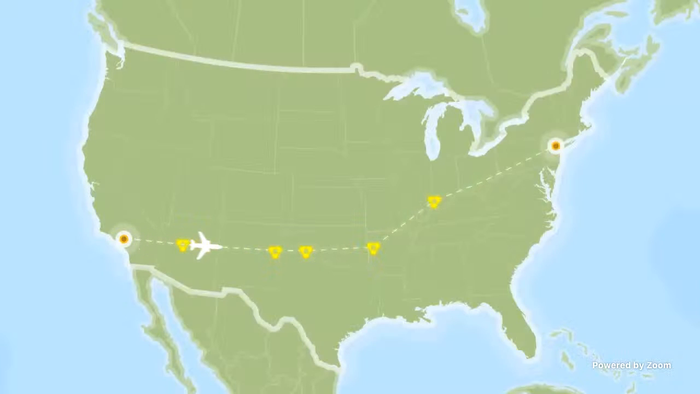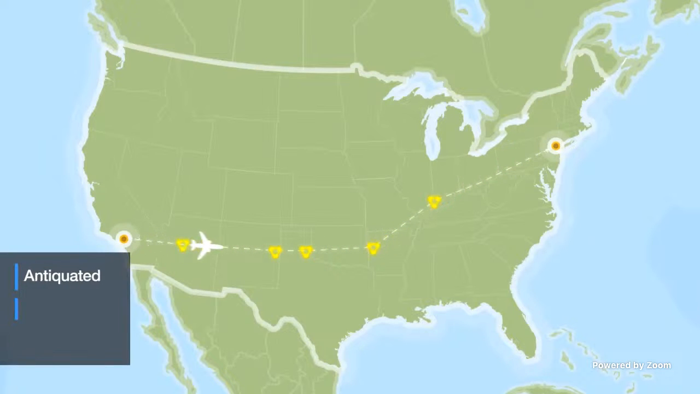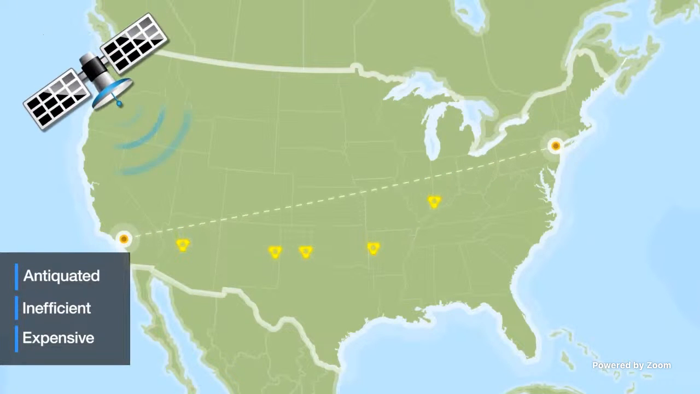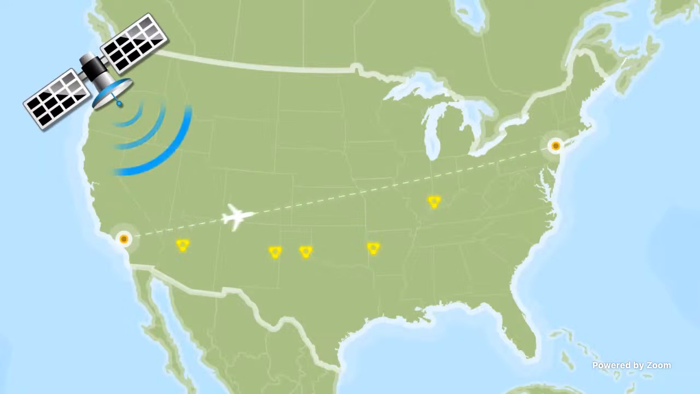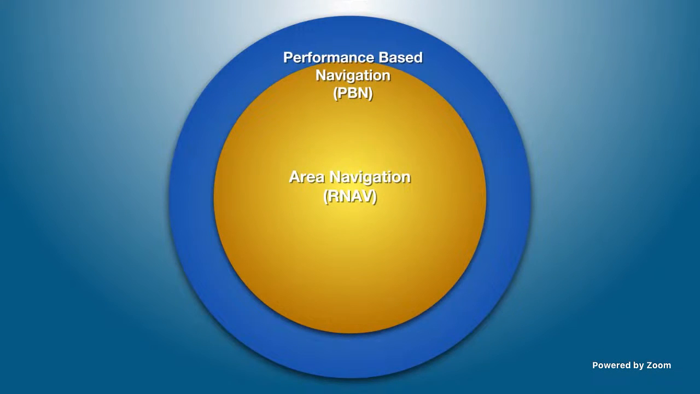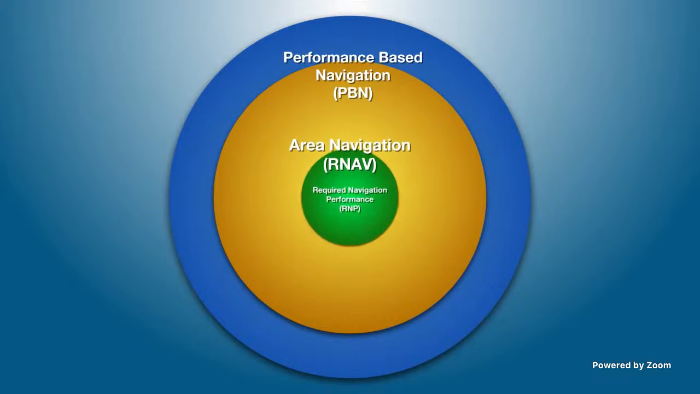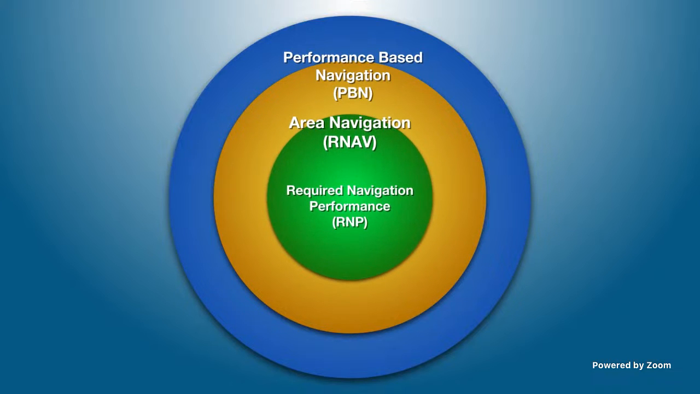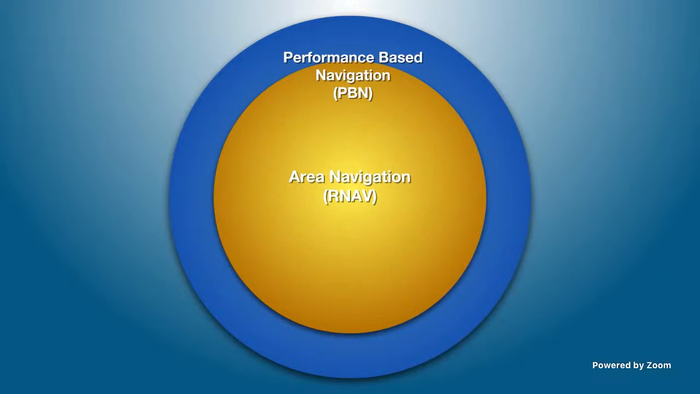Traditionally, pilots have flown point-to-point using ground-based navigational aids. These ground-based systems are old, inefficient, and expensive to maintain. Congress has mandated the FAA use performance-based navigation at airports nationwide. PBN includes area navigation, or RNAV, and required navigation performance, or RNP. This video will focus on RNAV.